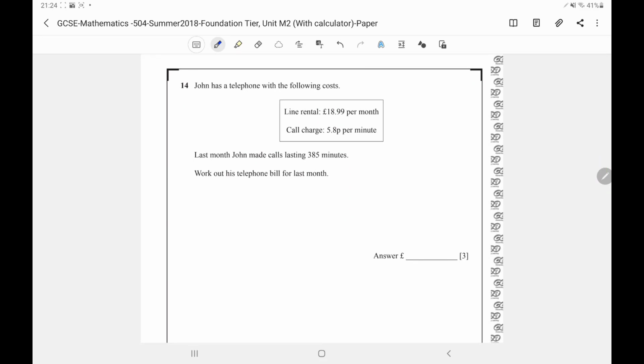Next question, John has a telephone line with the following costs. So the line rental is $18.99 per month and he pays 5.8 pence per minute that he uses. So this $18.99 he's going to pay every month. Doesn't matter if he doesn't even use the phone. But the fact is he uses the phone for 385 minutes. So for every single minute he has to spend 5.8 pence.